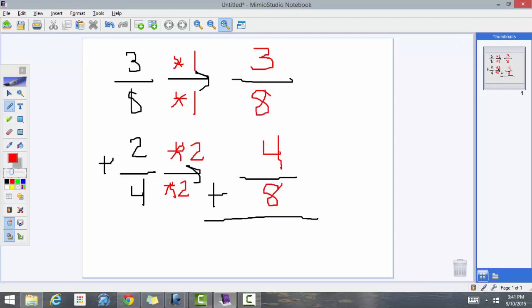So 3/8 plus 4/8 would be 7/8. The denominator will not change. You add the numerators. 3 plus 4 is 7.